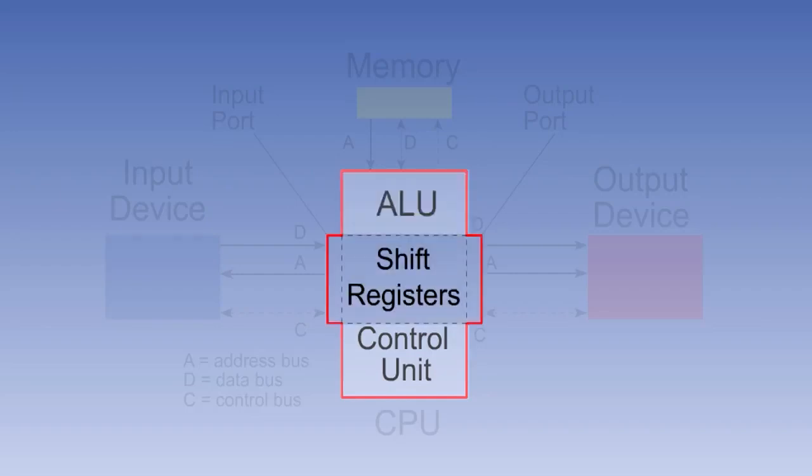The shift registers are temporary stores. One of them, called the accumulator, contains the data actually being processed. The control unit contains the computer's clock. This is a crystal-controlled oscillator which generates timing pulses at a fixed frequency in order to synchronize the computer's operations.